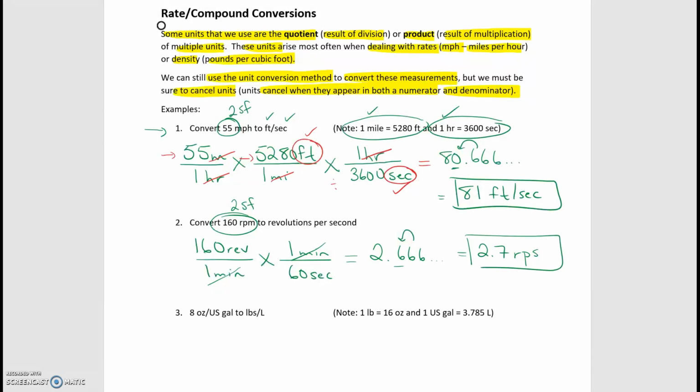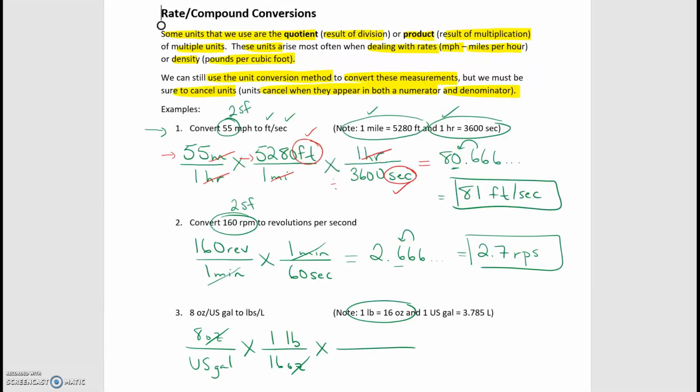Example 3, 8 ounces per US gallon. So once again, writing it as the fraction is what's going to help keep things organized. Times, let's get rid of that ounces first using the first unit factor. Ounces needs to appear in the denominator. 16 ounces is 1 pound. We're going to cross out our ounces.